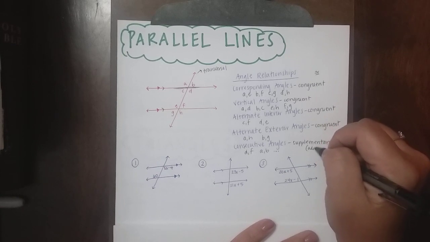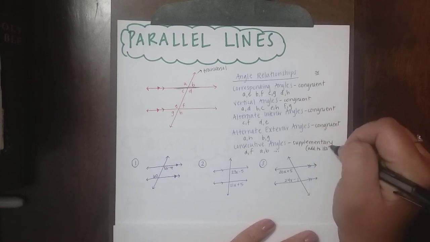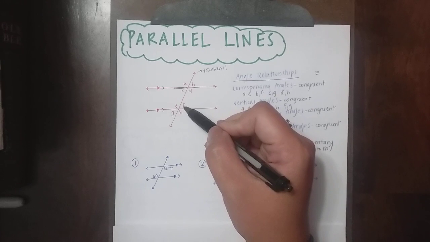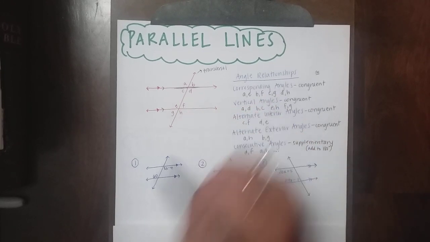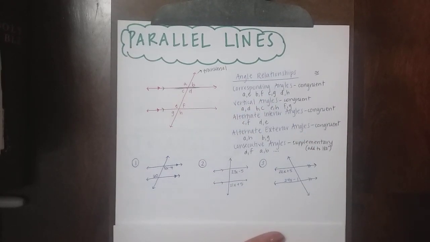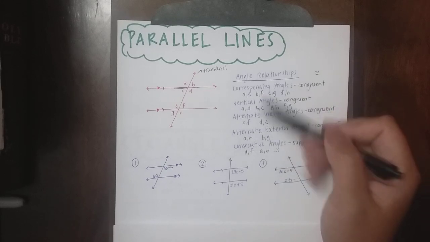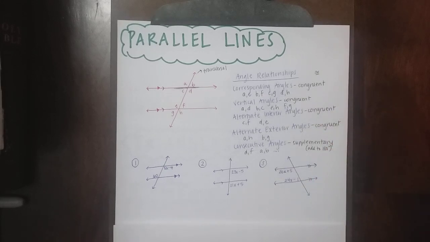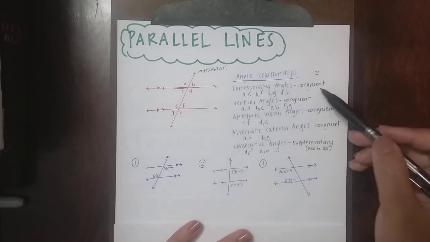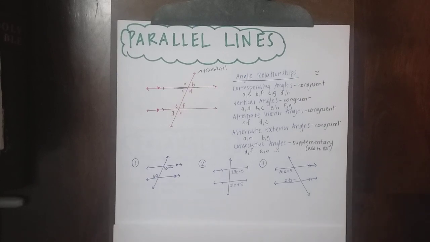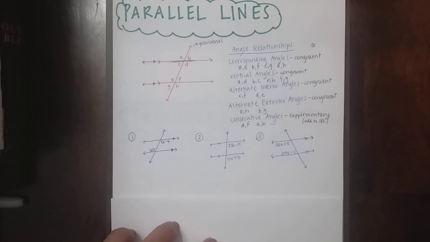And we'll add a note. That means that they're going to add to 180. So D plus F has to equal 180. G plus H has to equal 180. So we've got 5 angle relationships here that you've got to be able to recognize and name, as well as know if they're congruent or supplementary and use it to solve for x or a missing angle, something that you need to find. So I got 3 examples.